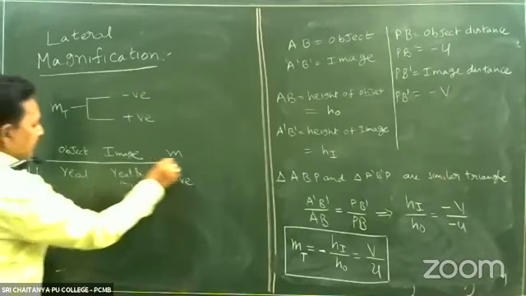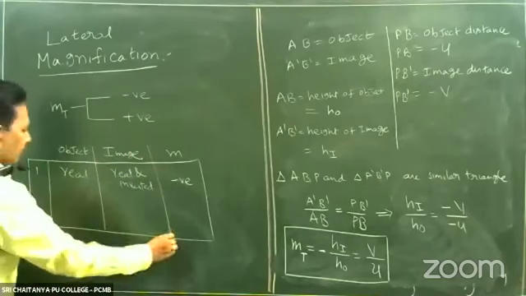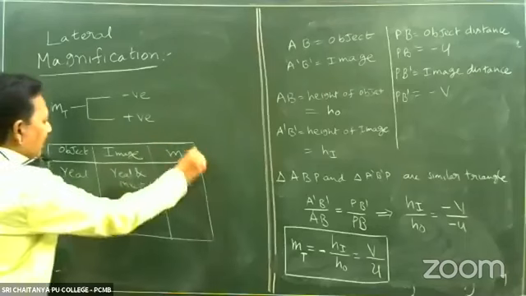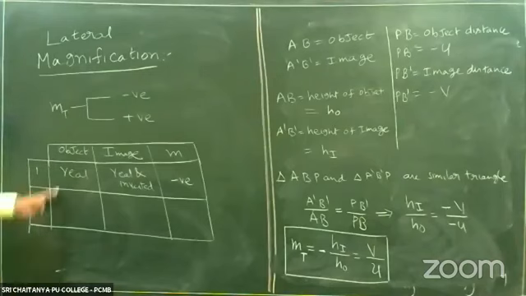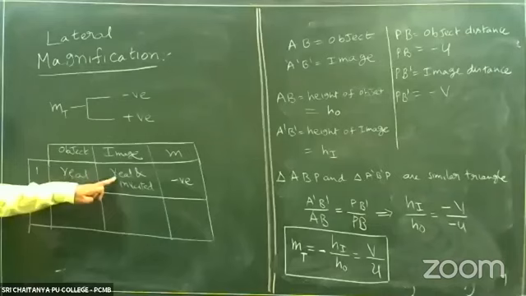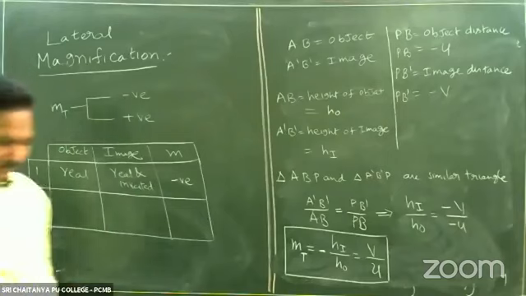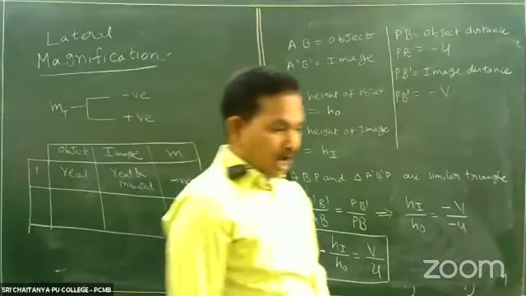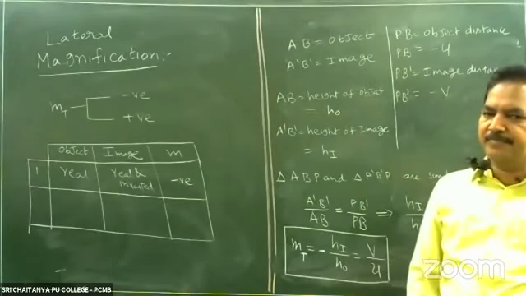Easily we can remember when the M value is negative and when positive. First case, the object is kept in front of the mirror, concave especially. Real object, image real and inverted. No doubt, magnification is negative, because the object is above the principal axis, and the image will be below the principal axis if it is real.